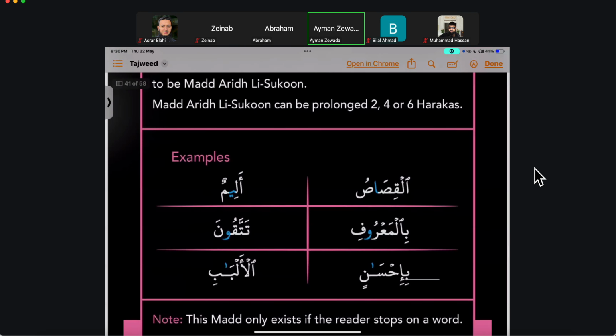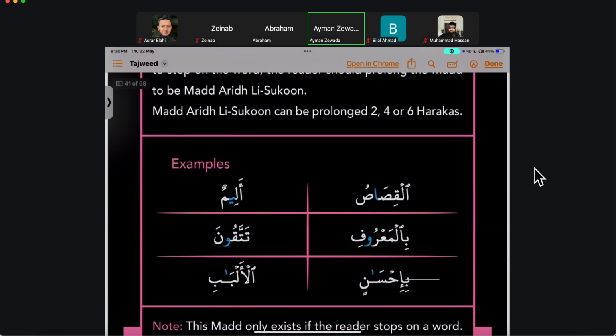For example, over here. By the way, this is not indicated by any wavy line. Al-qisas. Now, if we were to keep going, we would say al-qisasu. كتب عليكم القصاص في القتلى. If I keep going, the alif itself stays as is. If I was to stop, for whatever reason, then I would pronounce the alif with either 2, 4, or 6 harakas. كتب عليكم القصاص. Up to you.